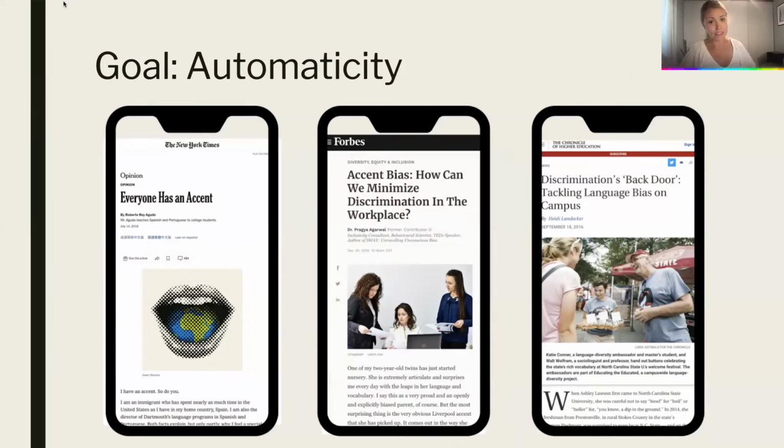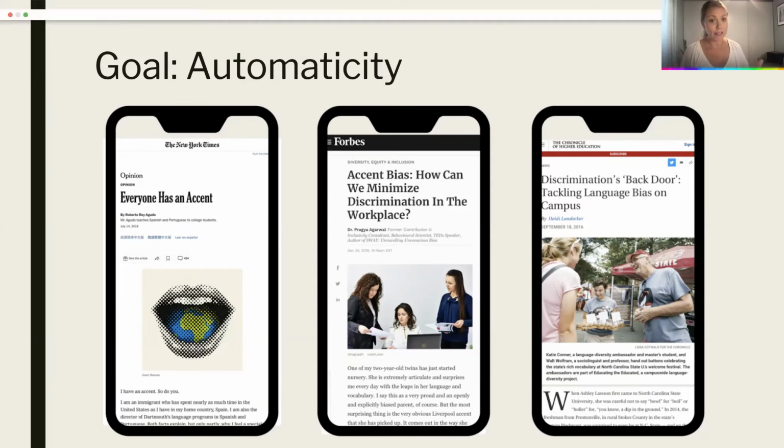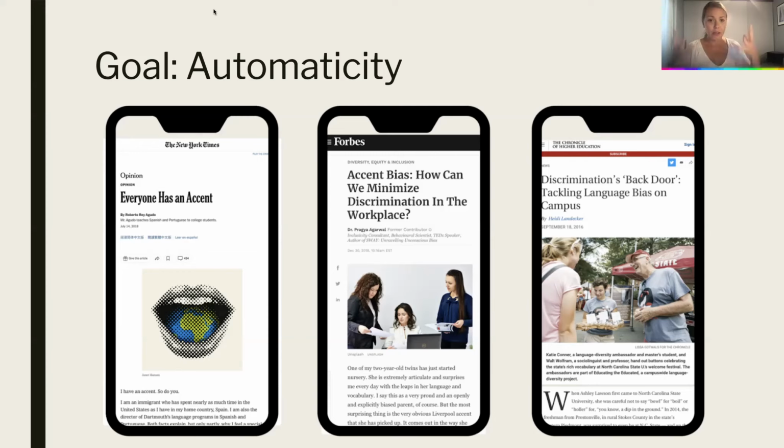And like Summer shared, I teach a unit on accent bias. I try to have similar topics and themes in the articles, but then the articles get progressively more difficult. The first one is in the New York Times, the next one's in Forbes magazine, and the final one is an article from the Chronicle of Higher Education, an academic journal. I want them to practice the same kind of approaches to the reading and then just layer it as they get to more advanced texts.